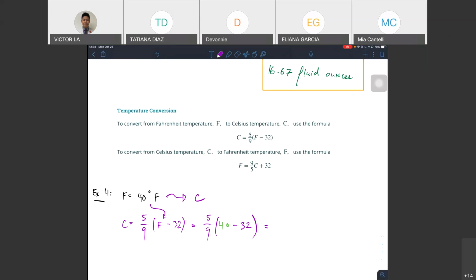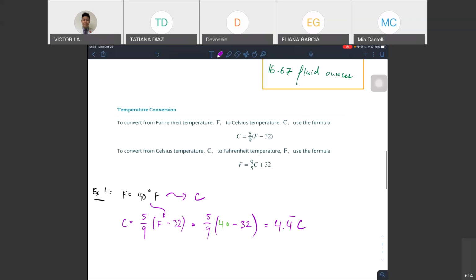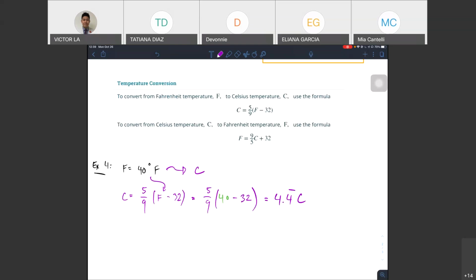Just remember that you have to subtract 40 minus 32, or subtract 32 from 40, however you want to think of it, before you multiply by 5 divided by 9. So you should actually get 4.4 degrees Celsius. So almost freezing, right? Celsius is freezing when it's below 0, or even at 0 for some. Yeah, that should be fine.